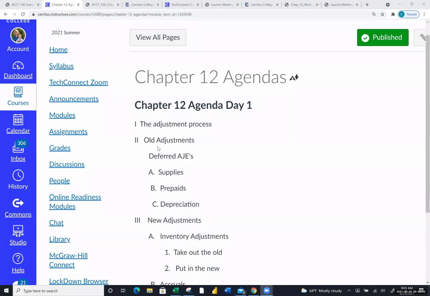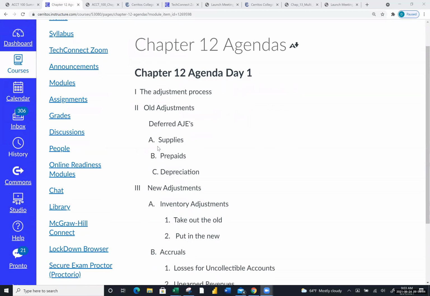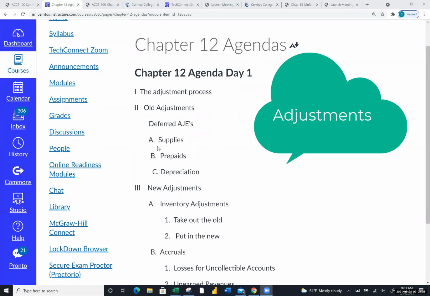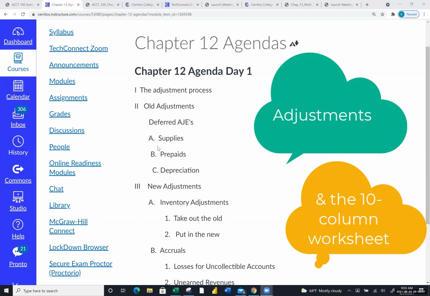Okay, the agenda today is all about the adjustment process and that 10-column worksheet. The good news is, as far as the worksheet goes, the mechanics are almost the same. There'll be one new aspect of the worksheet that has to do with the inventory adjustment.